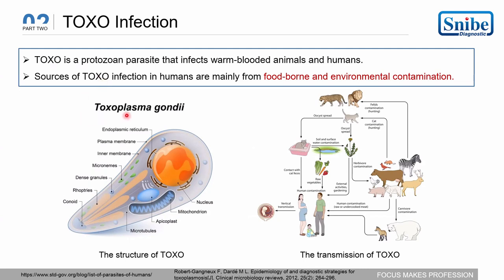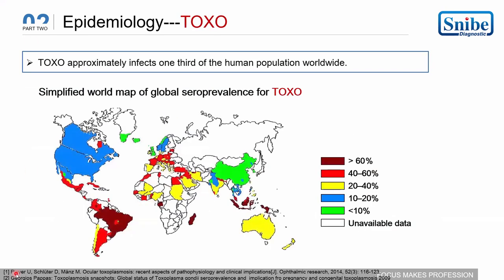If we talk about the Toxoplasma gondii structures, you can see that it contains the endoplasmic reticulum, the plasma membrane around the nucleus, and the inner membrane, micronemes and dense granules, with the conoid that secretes growth factors which help them to grow. They have microtubules, apicoplast, mitochondria and nucleus, which are all the features of proteins there, and they are pathogenic in nature.